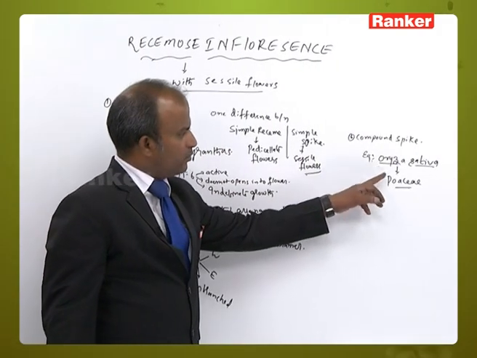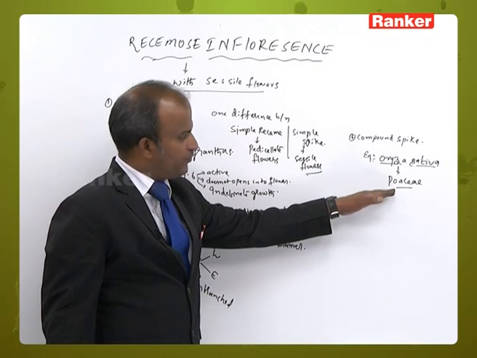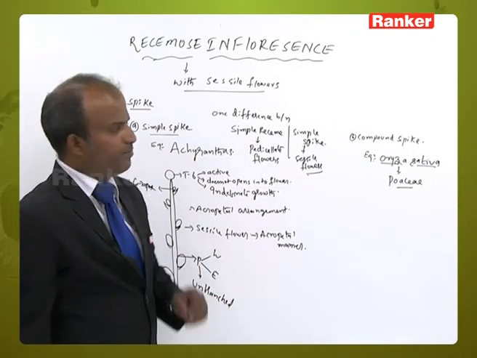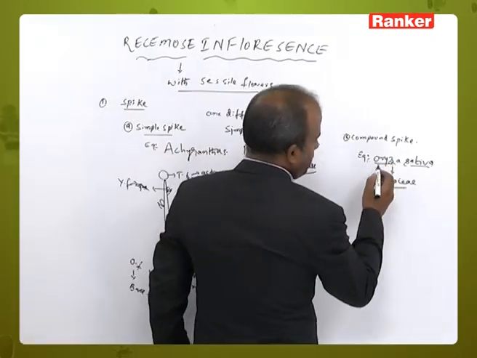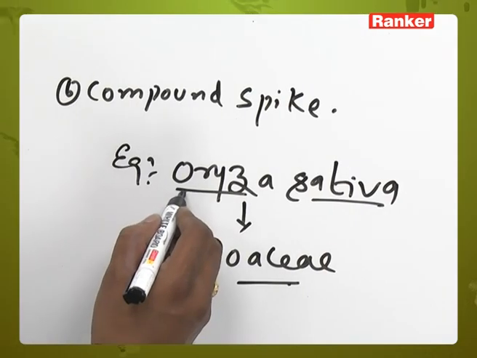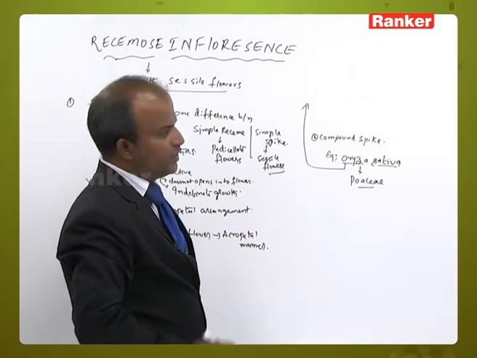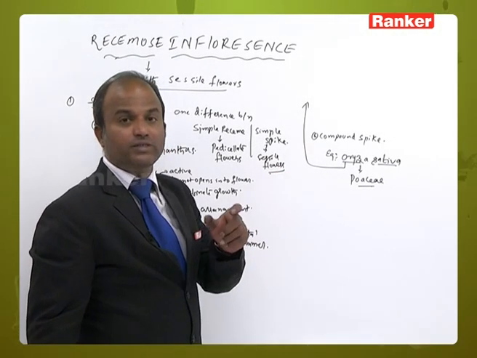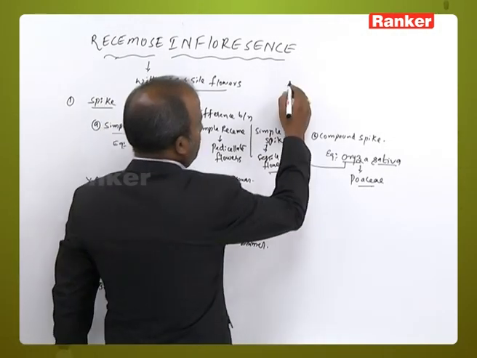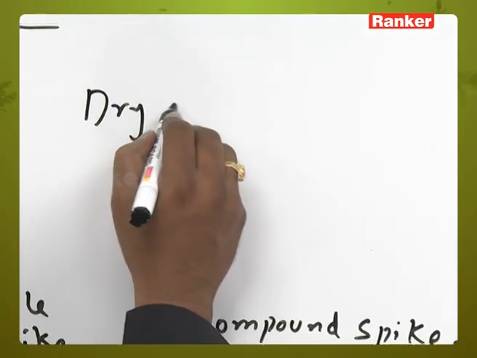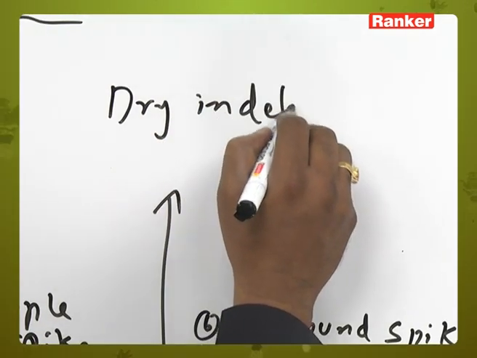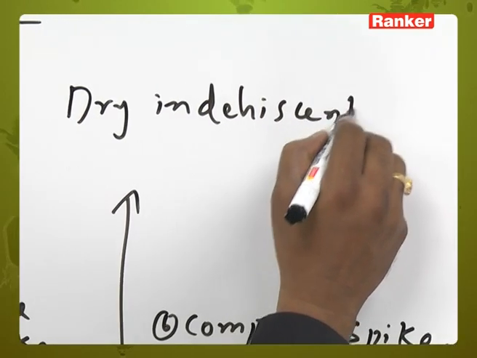That is nothing but Oryza sativa. It belongs to which family? Poaceae family. In this, which type of fruit can be seen here? That is nothing but a dry indehiscent fruit.